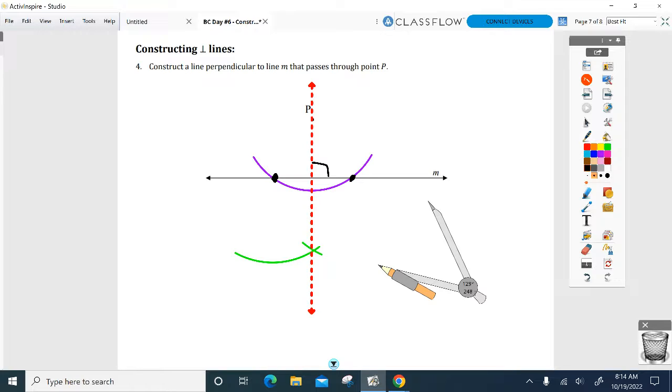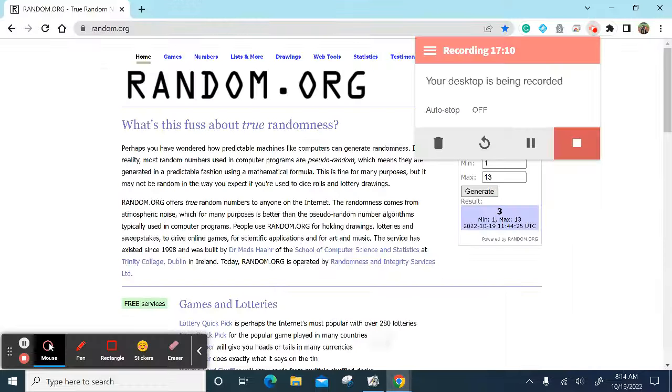All right, one more. Now the point is on the line. Same construction. You determine now if you want to do an arc above or an arc below that intersects 2 spots. Go ahead. I'll walk around and help you out if you need it. Once you're done, you can go right to the assignment.